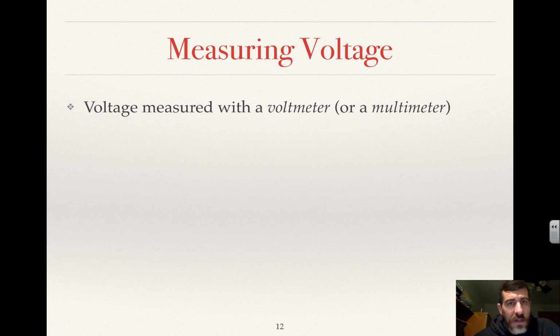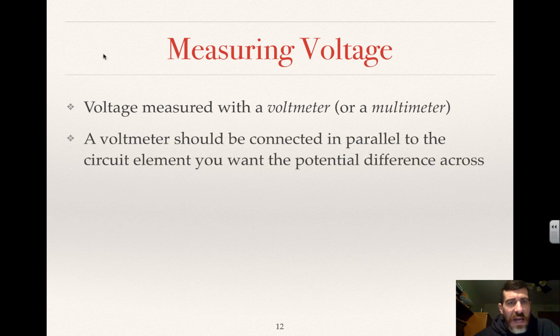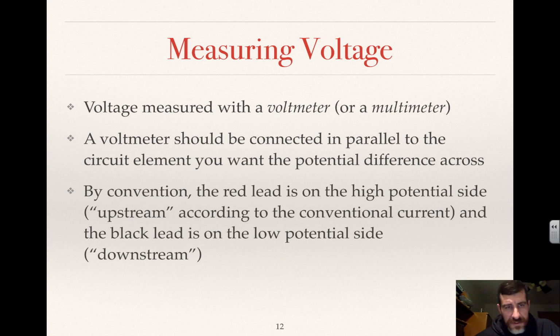Well, typically you would use something called a voltmeter or a multimeter, which can also function as other things, but you're treating it as a voltmeter. And the key thing to remember is if you're measuring voltage or potential difference, the voltmeter should be connected in parallel to the circuit element you want the potential difference across.